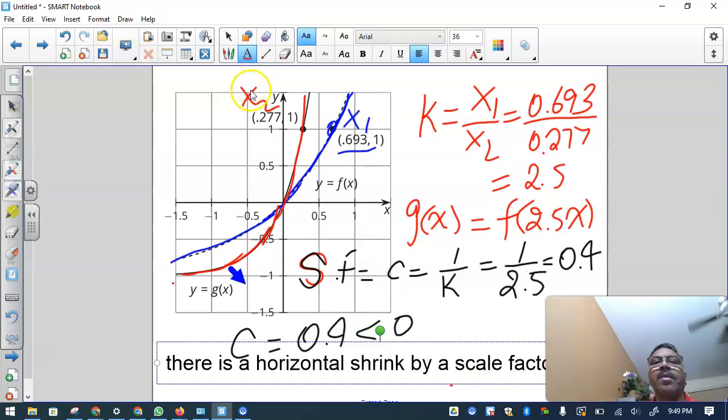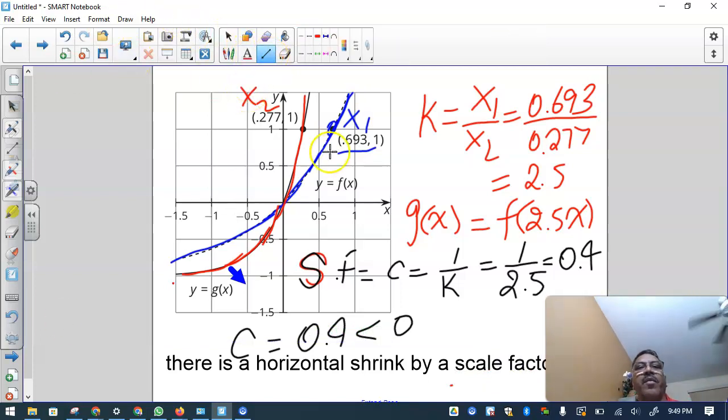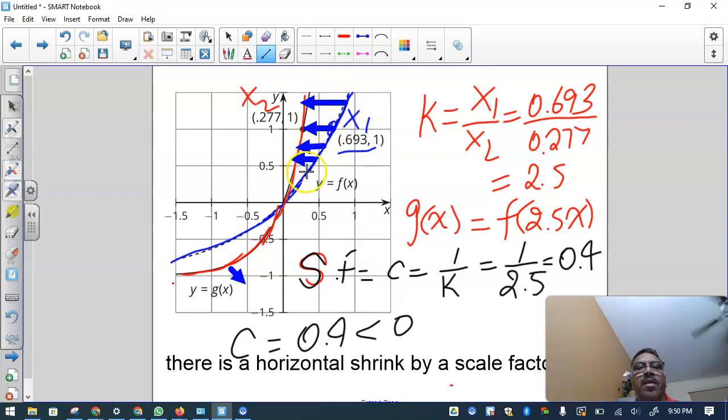So hope that helps. So that means this graph has shifted, is stretched. See this part, sorry, shrinks. This shrinks, everything shrinks by a scale factor. You see. Even this point, it goes this side. Everything shrinks towards the y-axis and becomes the red graph. Hope that helps. Let's do the next one.